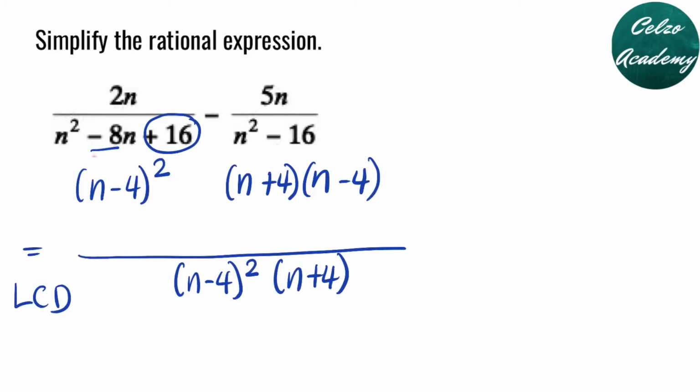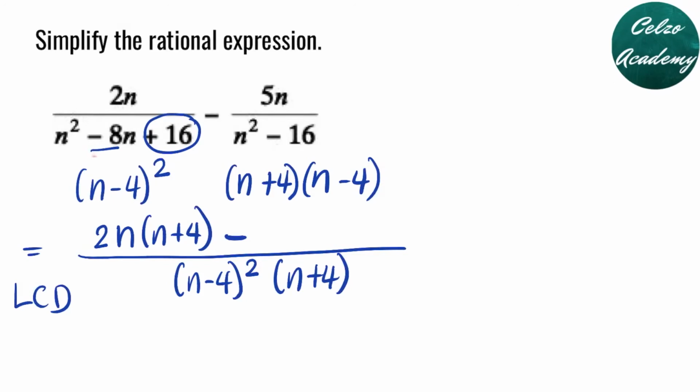Now that we have the LCD, the next thing that we need to do is divide the LCD by the denominator n minus 4 squared. And n minus 4 squared will cancel out, and we will still have n plus 4. So this means we need to multiply the numerator 2n by that n plus 4. Minus, do the same thing with the second rational expression.